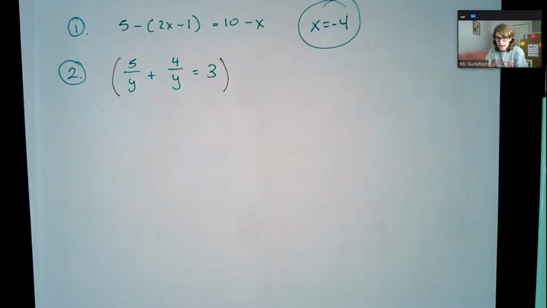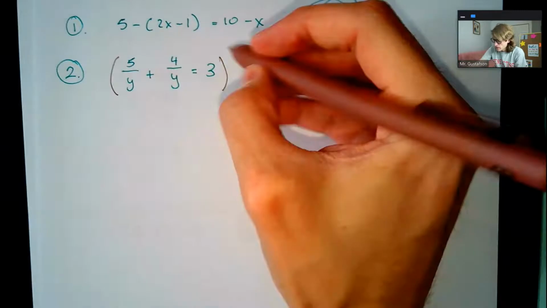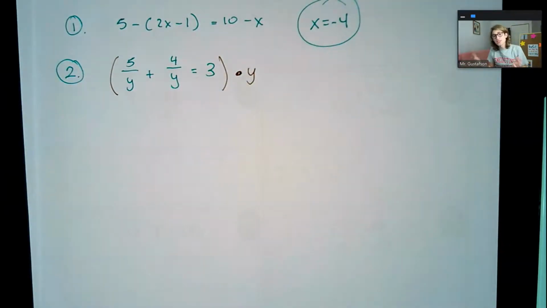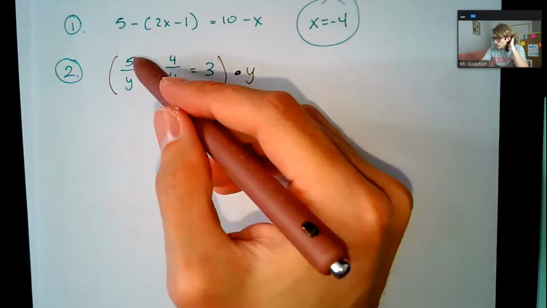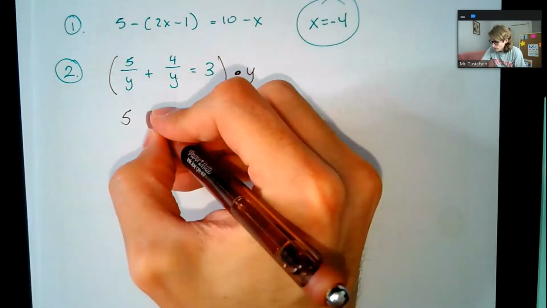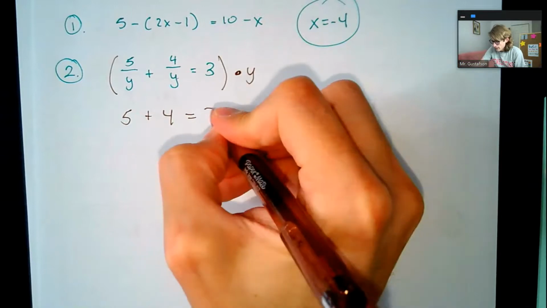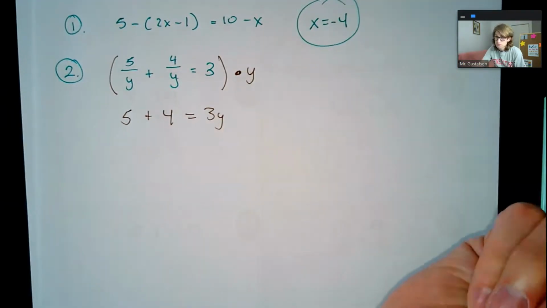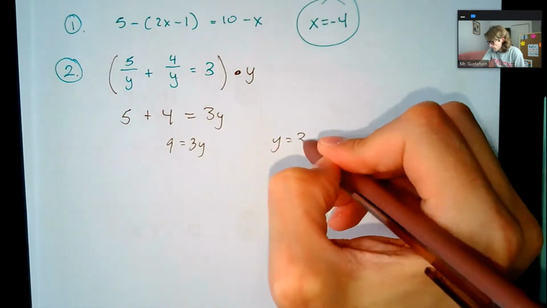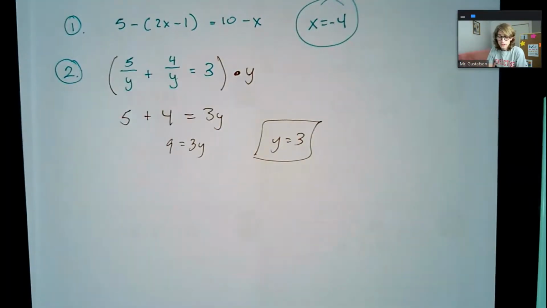I want to get rid of the denominator, which happens to be y. Why don't I just multiply everything by y? If I do it on both sides, it's not changing the equality statement. It's still equal. 5 over y times y, that's just 5. 4 over y times y, that's just 4. 3 times y, that's 3y. From there, man oh man, that's not too bad. Get rid of denominators by multiplying through everything by the denominators.